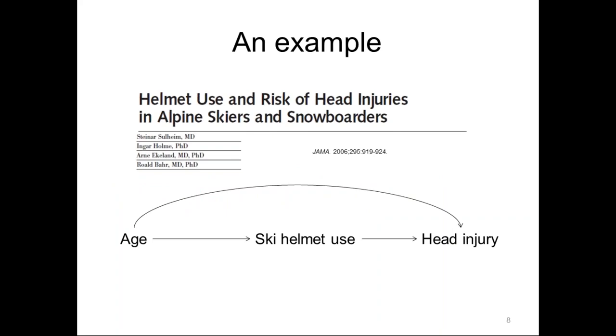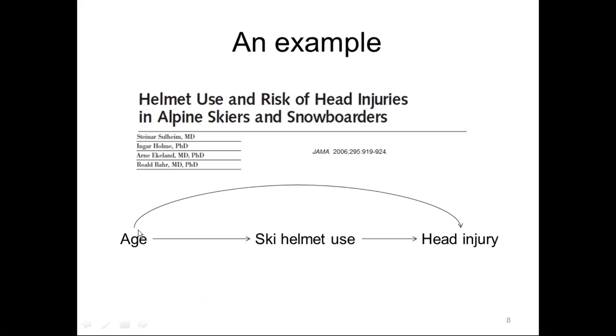Okay. So here's an example. This was a paper in JAMA that came out in 2006. They were trying to figure out whether ski helmets reduce the risk of head injury. One of the things these investigators did was sit at the bottom of the ski slope and figure out who's coming down with an injury, and also recruit controls from that same ski slope, at the same time.